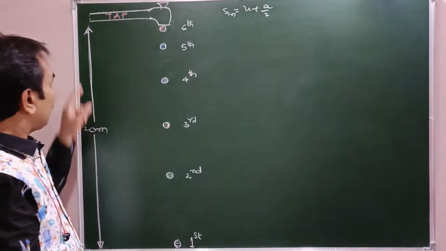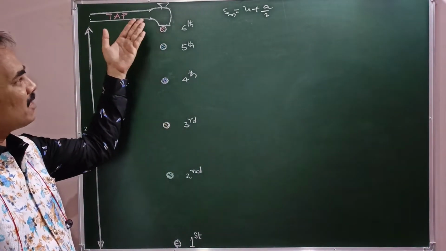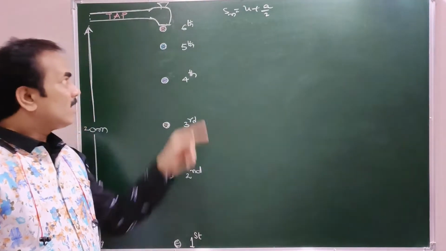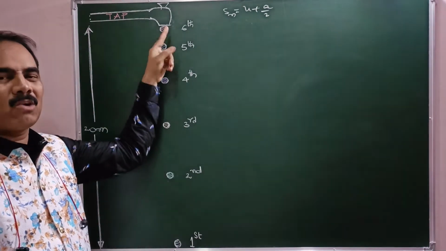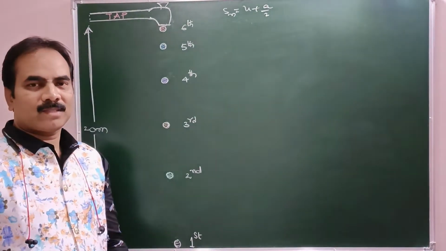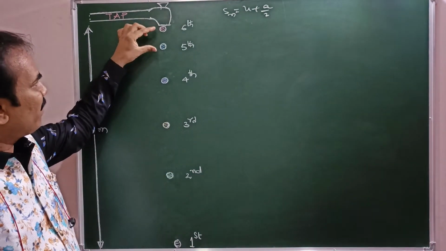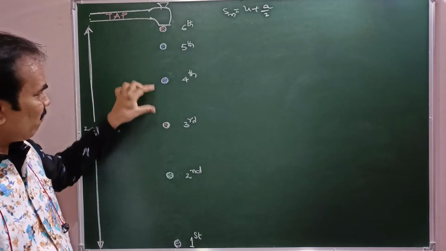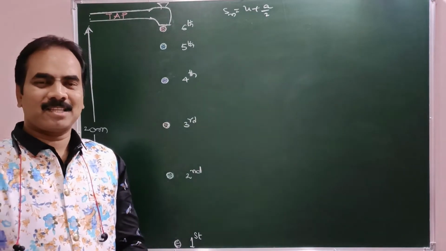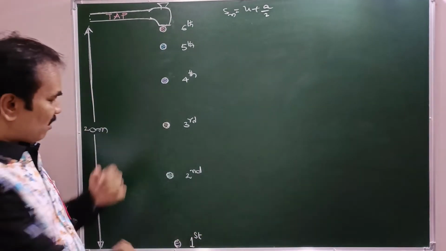Here, a tap is at a height of 20 meters from the ground. It drops water drops at regular time intervals, such that when the first drop strikes the ground, the sixth one is about to leave the tap. The question is to find the heights of the respective drops from the ground. All drops fall at regular time intervals, so the time interval between 6th and 5th, 5th and 4th, 4th and 3rd, 3rd and 2nd, and 2nd and 1st remains the same. Let it be t seconds.